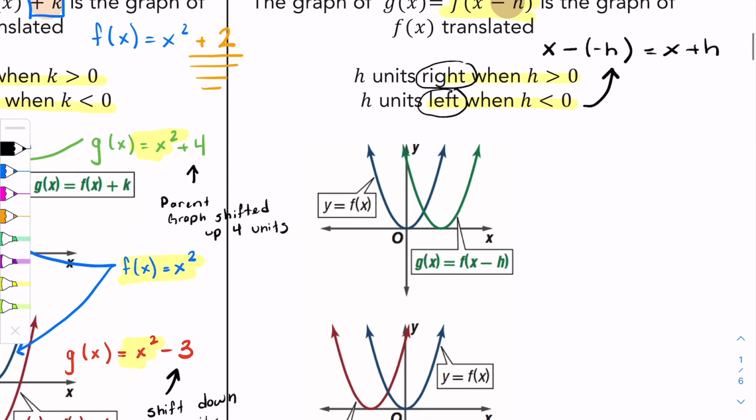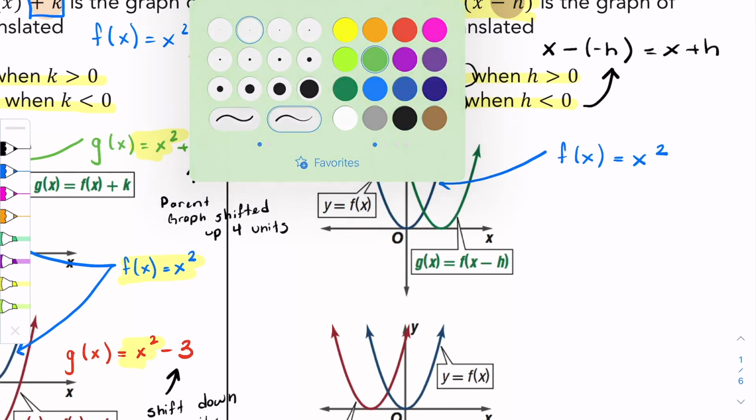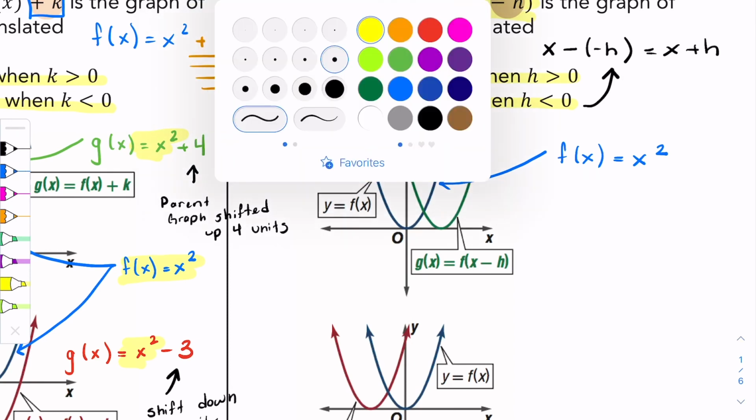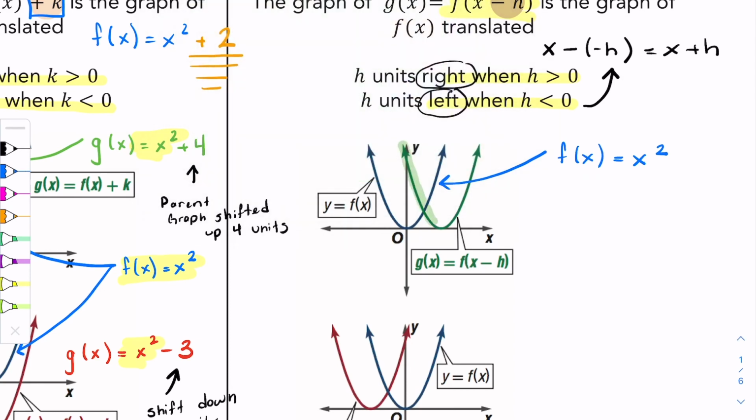If we look at these examples that I already did for you, we have the quadratic function again. Our blue graph is going to be f of x is equal to x squared. And this green line, let me highlight that in green, appears to have shifted to the right. So we took our parent graph and we shifted it to the right.